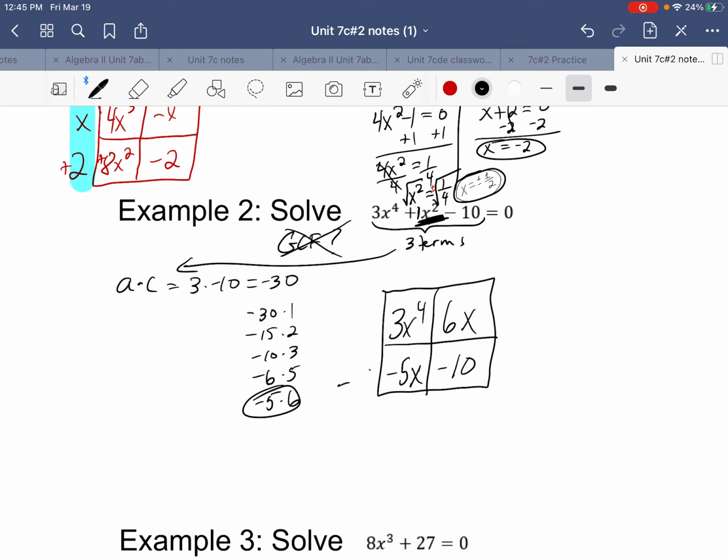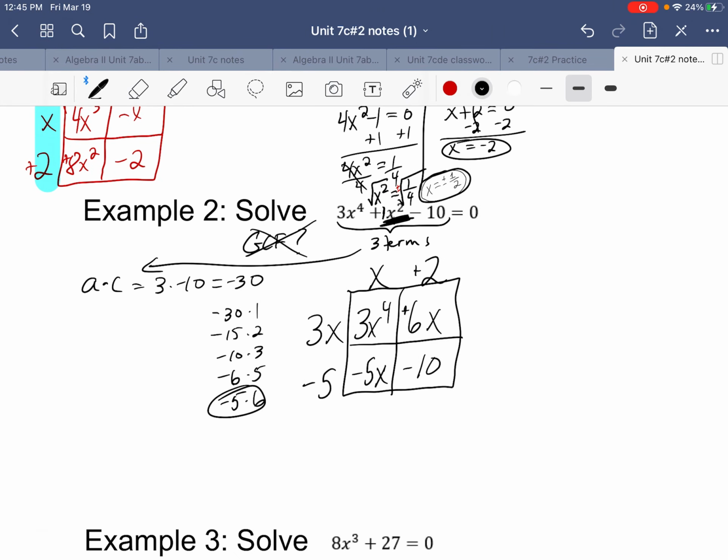They have to add up to the b term. Greatest common factor of the bottom row. Greatest common factor of the top row. Greatest common factor of the first column. Remember, with variables, it's always the smallest of the exponents. Whichever variable has the smallest exponent, that's your greatest common factor. Last row is 2, and it's a positive 6, so positive 2.